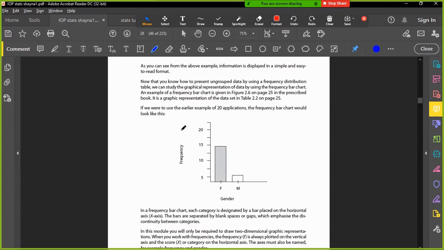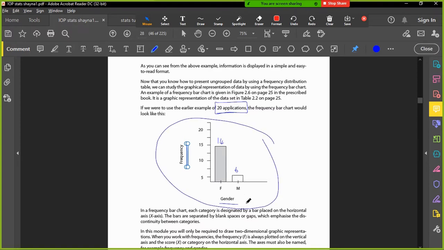Okay, what do we have here? Let's check. Here's a graph. This is looking at frequency and gender. This was for those 20 applications we had earlier, where we looked at 14 females and 6 males. Remember that?